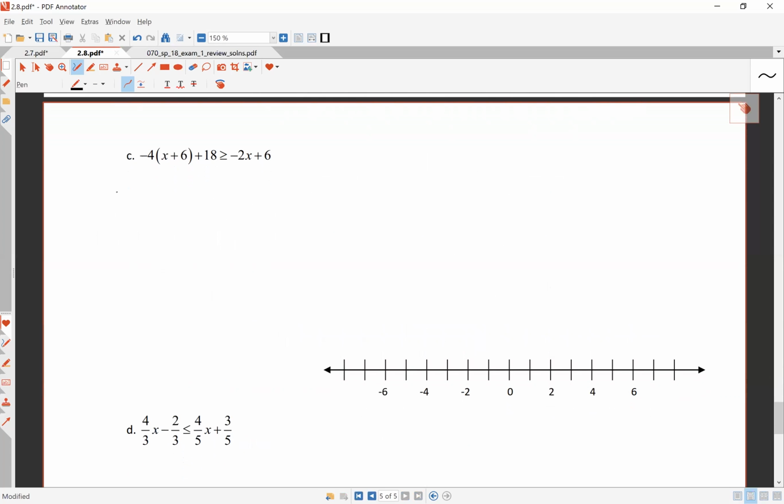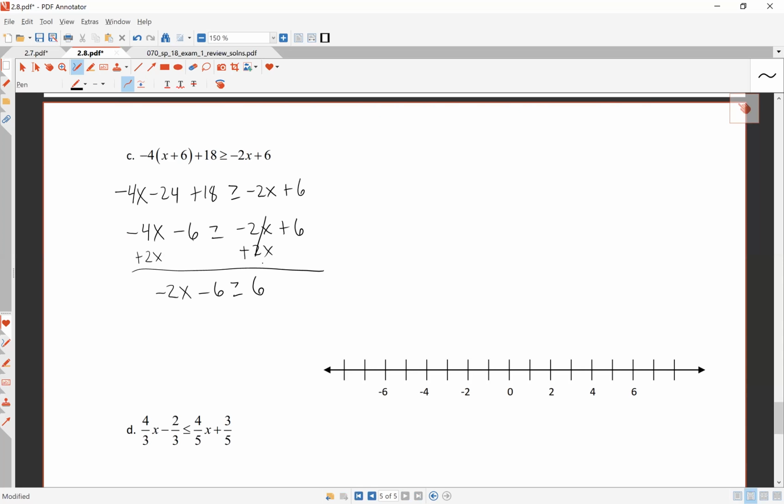Okay, this one, we get rid of the parentheses first and write negative 4x minus 24 plus 18 is greater than or equal to negative 2x plus 6. We simplify the left-hand side: negative 4x minus 6 is greater than or equal to negative 2x plus 6. We want to get all the x's on the same side, so we add 2x. And that gives us negative 2x minus 6 is greater than or equal to 6. We add 6 to both sides, and that gives us negative 2x is greater than or equal to 12.